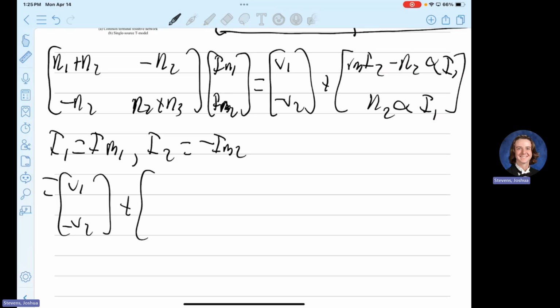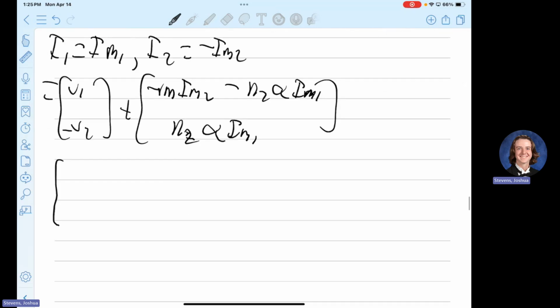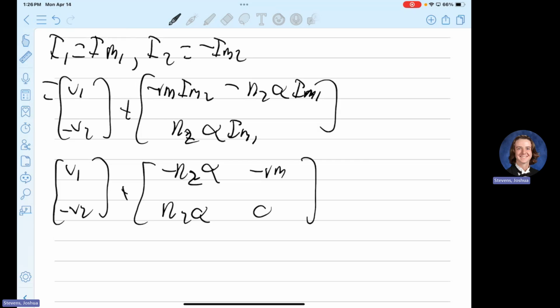So that means this is V1 plus negative RM IM2 plus R2 alpha IM1, and this becomes, why did I put a positive? That's supposed to be minus. R2 alpha IM1. So then that just becomes V1 plus negative R2 alpha, because it's with IM1, negative RM, and this becomes a positive R2 alpha.